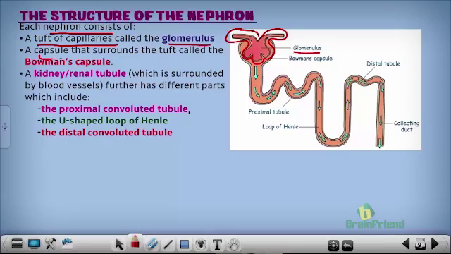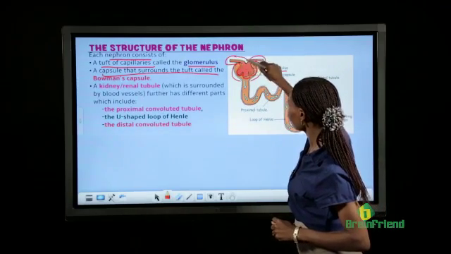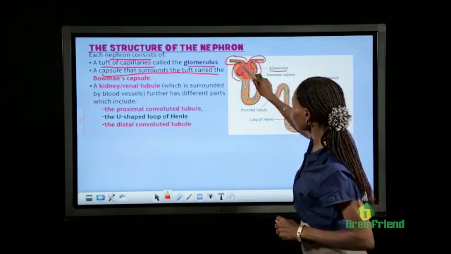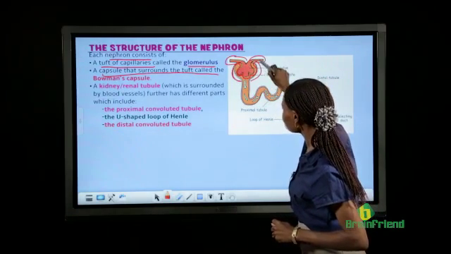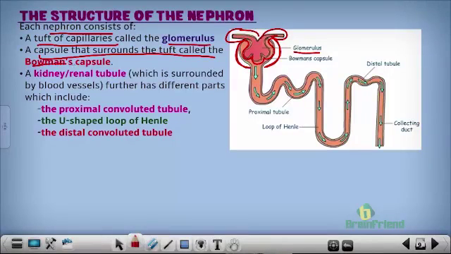The second part we'll be looking at is the capsule that surrounds the tuft of capillaries. Remember we said this is the glomerulus that is made up of capillaries. The area that surrounds it, that is cup-shaped, is known as the Bowman's capsule.